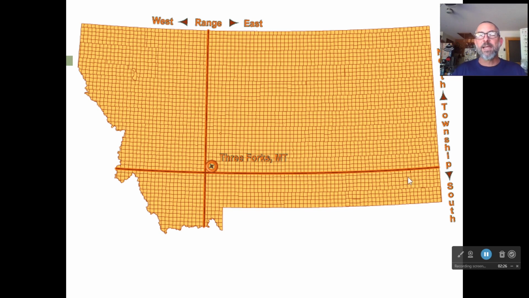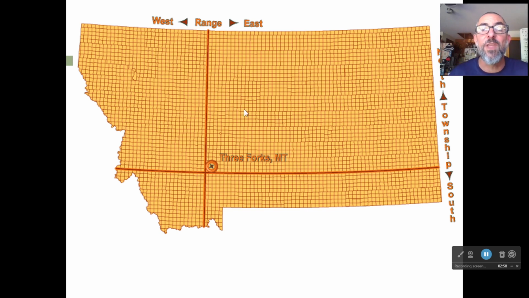So you notice Montana here. They have a baseline and they have a principal meridian. Those are the starting points for the surveyors. They're the reference points. And you can see that what they've done after that is they've drawn a whole bunch of lines parallel to both of those lines all the way to the edge of the state on every side. So they have subdivided the state into a grid.